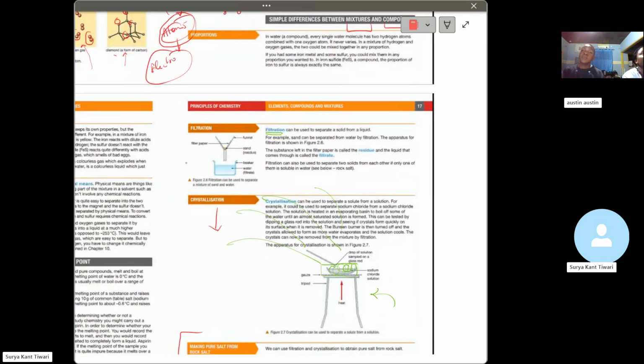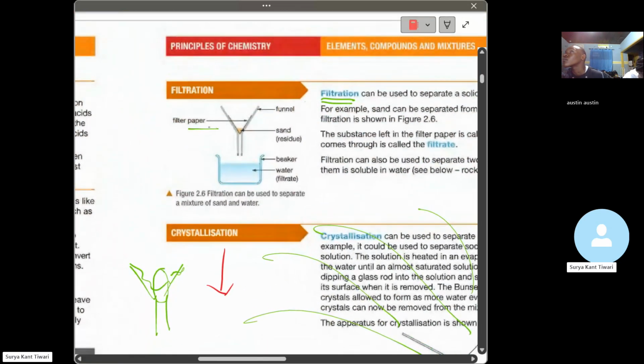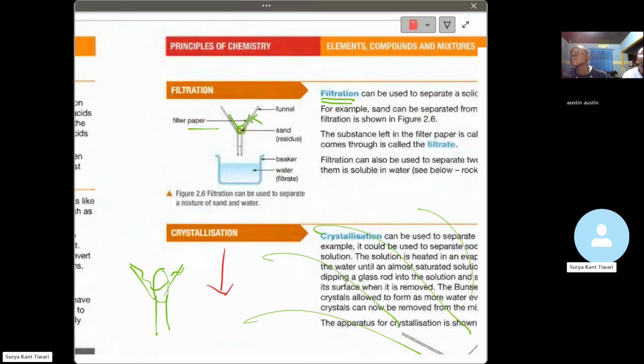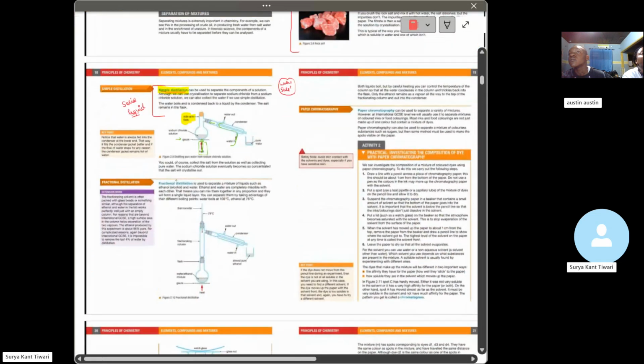Have you seen what they do? They take a funnel. Inside the funnel they place a filtration paper. And then they put the liquid, it will flow through the paper, but the solid will get collected in the paper. See, this is the filter paper. This is the funnel. This is the sand that we are separating from the water. And like this we can do it. Are you getting it?